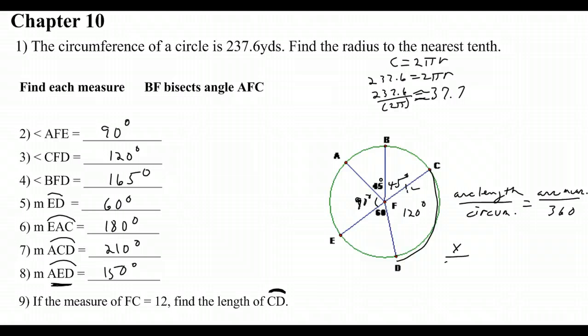Well, if that's 12, the circumference is 24 pi, and that must equal the measure of that arc, which is 120 degrees, the same as its central angle, over 360. And therefore, when we do cross multiplying and dividing, we see that the length of arc CD is approximately 25.1.